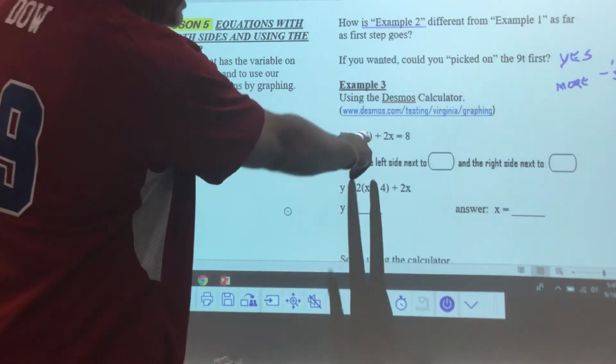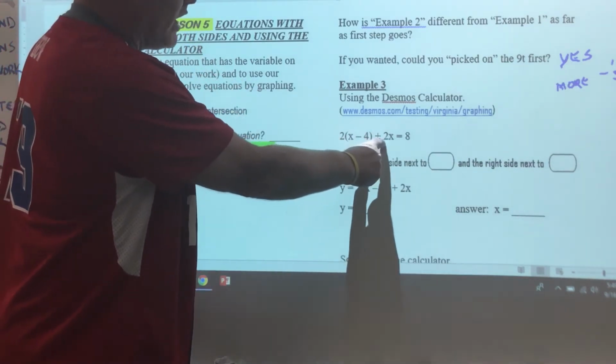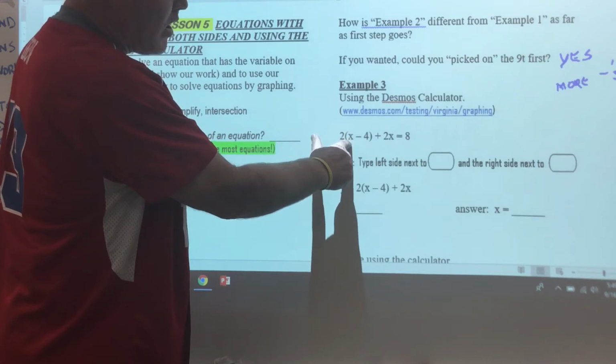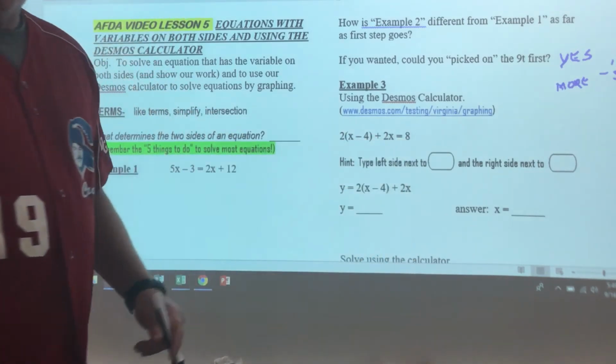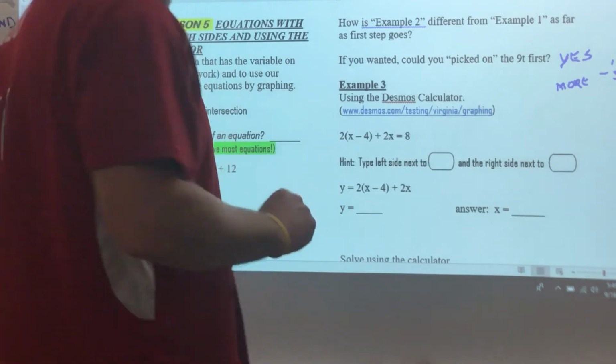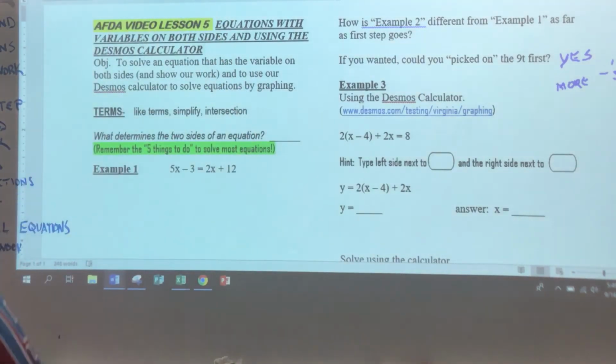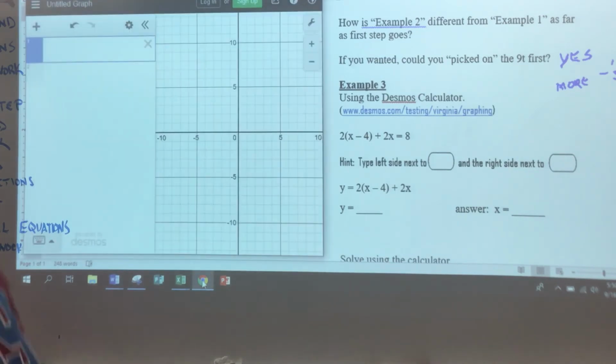So look at this equation here, doozy of an equation. It's got 2 times the quantity x minus 4 plus 2x is equal to 8. Now, we're going to use our Desmos calculator here. So let me put mine up here. I've got mine sort of minimized over here somewhere, I think. Hopefully you can see mine on the screen.